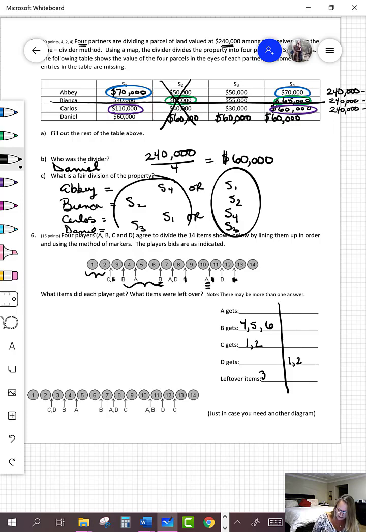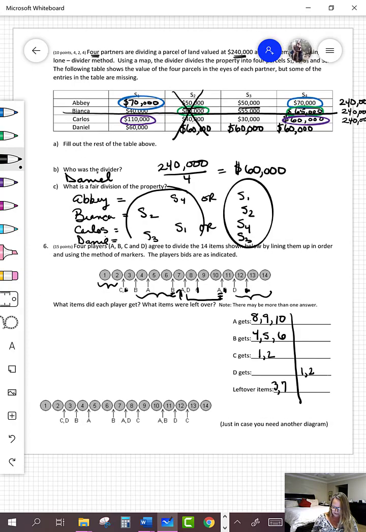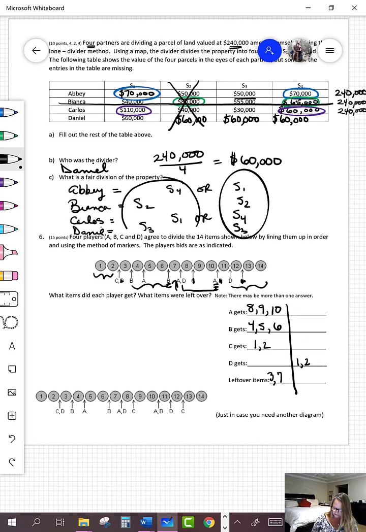And so A is going to get everything in between their second marker and their third marker. And so that would give us 8, 9, and 10 goes to A. And that would give us that we have a piece in between that is left over, which is number 7. And so D is going to get his last marker to the end of the items. So D gets number 12, 13, and 14 in this case. But there was one piece that was left over, which was 11.